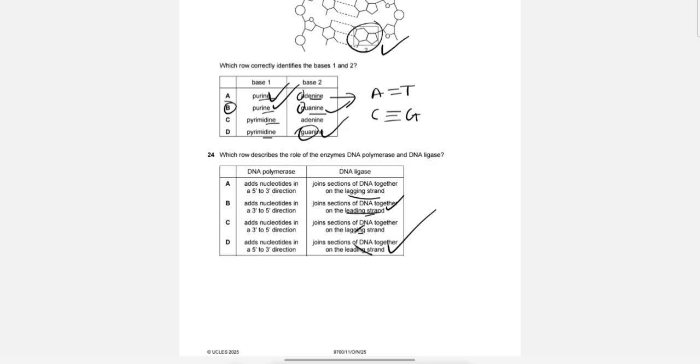So I'll take D and B. Now, to the DNA polymerase side, it says adds nucleotides in the 3 to 5 direction, and D says adds nucleotides in the 5 to 3 direction. And we know that DNA polymerase adds nucleotides in the 3 to 5 direction, and so for 24, our answer will be B.